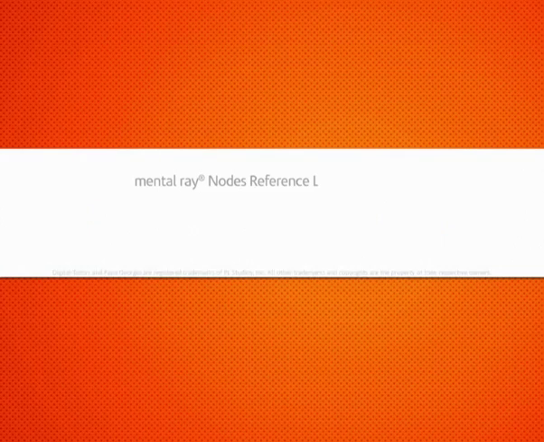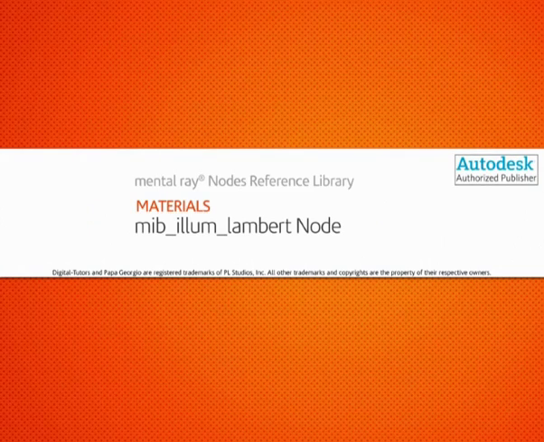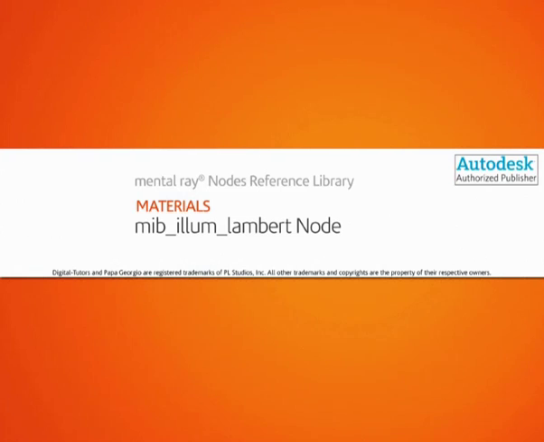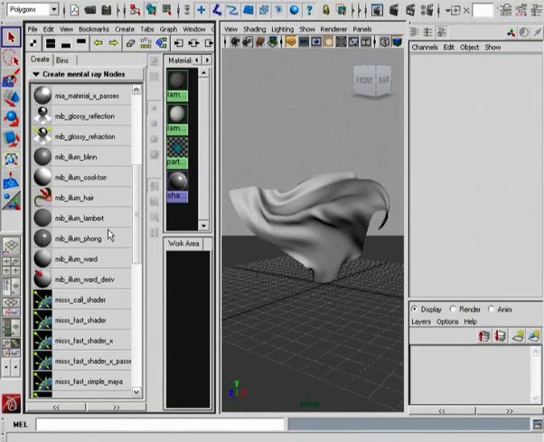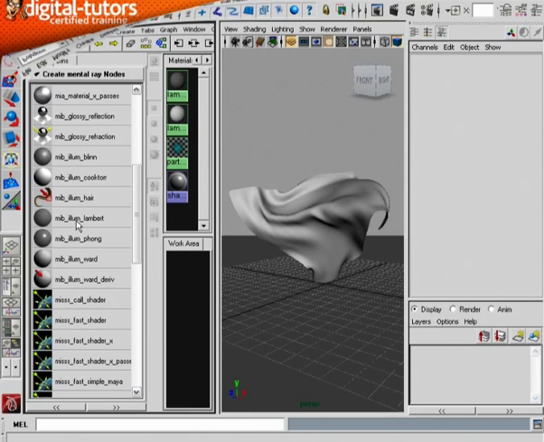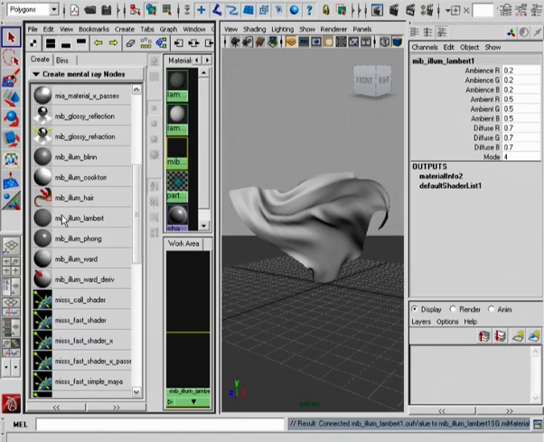In this lesson, we're going to take a look at the mental ray base lambert shader. Alright, so for this lesson, let's go ahead and take a look inside the hypershade. The mental ray base illumination shader, or this base lambert shader, can be found halfway down this list. MIB illumination lambert. So let's take this, drag it right onto our object.